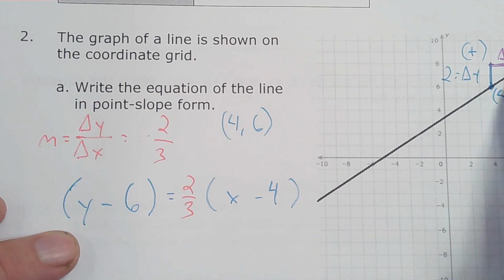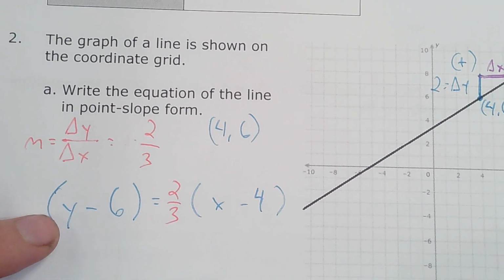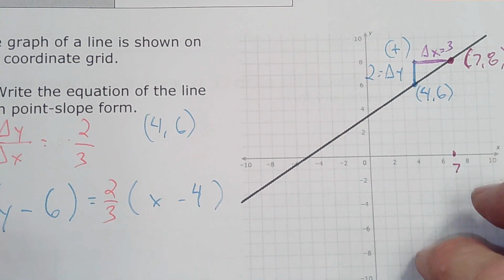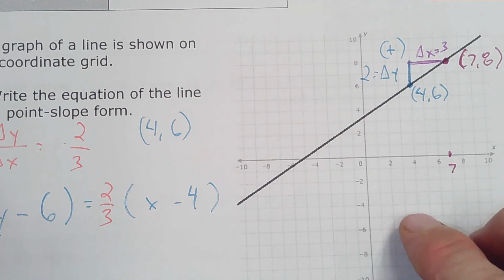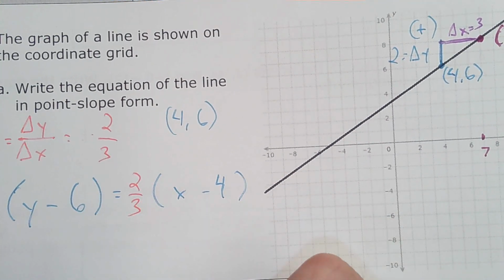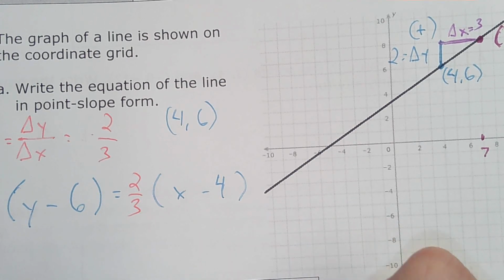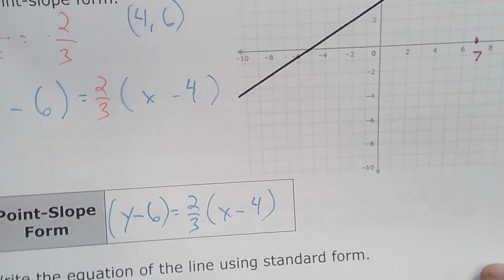So anyway, these are the good numbers to pick from up here, these ones here. I grabbed this one from the internet, or I just made this one, so they're close enough. All right, so my point slope form, when it's all said and done, is negative 6 minus y equals 2/3 times the quantity of x minus 4. So there's your answer there.